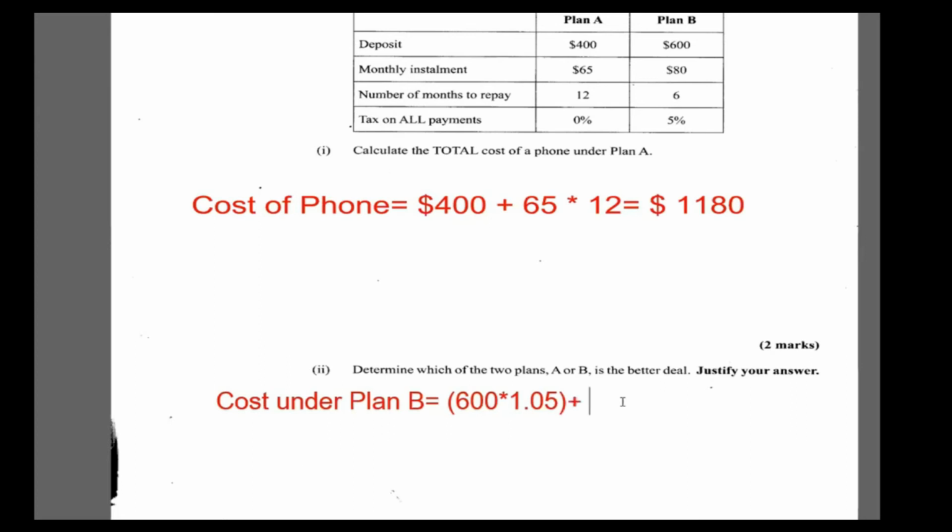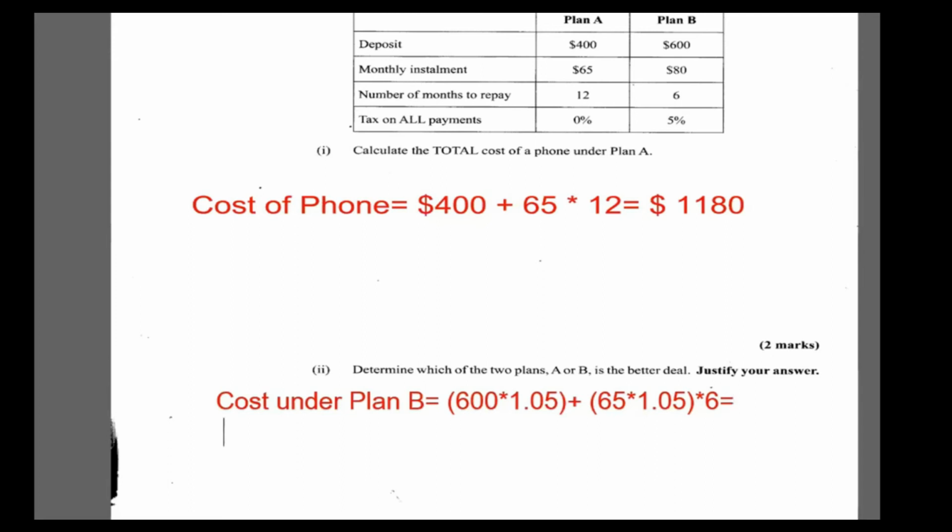Plus, you're going to pay 5% tax on each monthly installment. So you're going to pay $65 each month, but you have to multiply that by 1.05 because you're not paying 100% anymore. You're paying 105%, because you're paying 5% tax. So you're paying that each month, and you're doing that for 6 months. So this is the cost of the phone under Plan B.